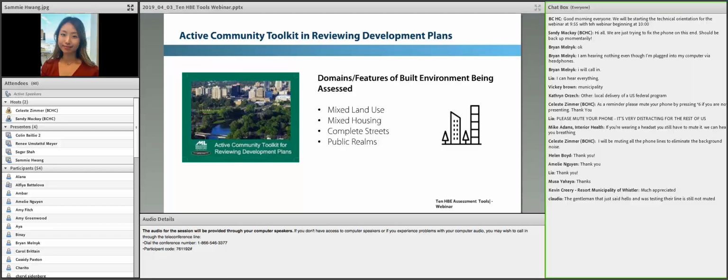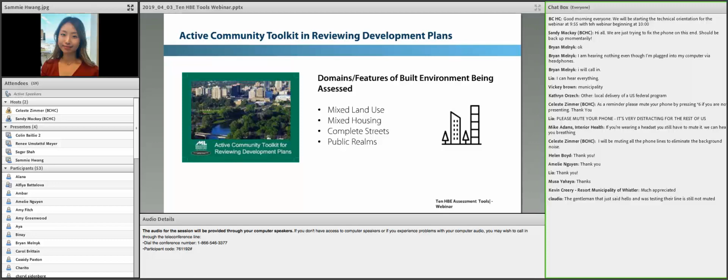But if you're a local government staff in departments like planning, design, transportation, if you're an engineer, Parks and Rec, you might be interested in using this toolkit to ensure that the elements of the built environment are encouraging active living and healthy lifestyles. This tool can be used to assess the active community design elements that are incorporated into development proposals using 4 key domains, which include mixed land use, mixed housing, complete streets, and public realms.